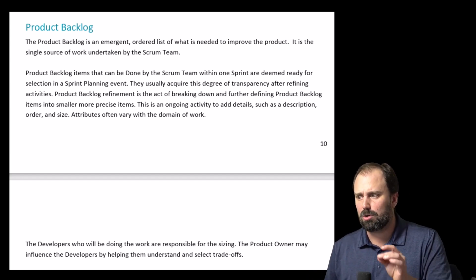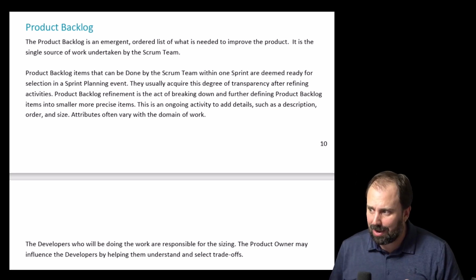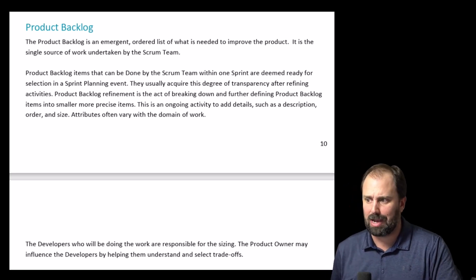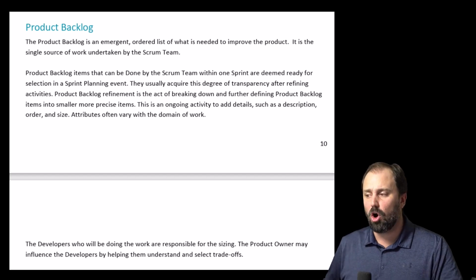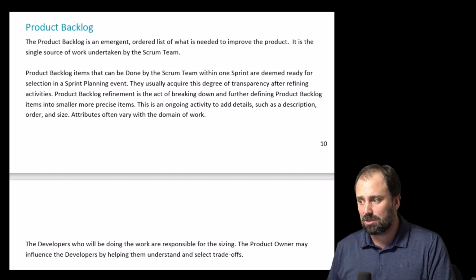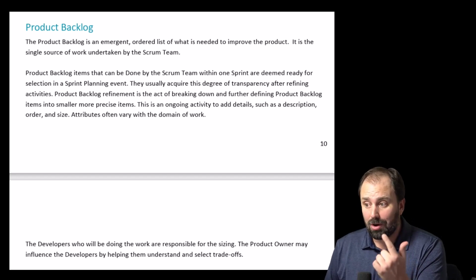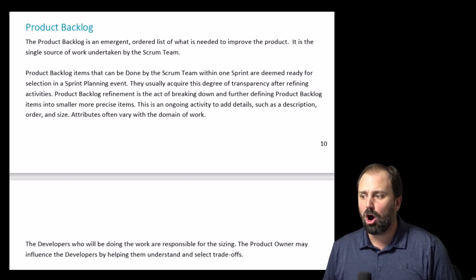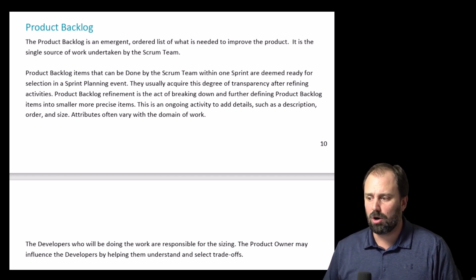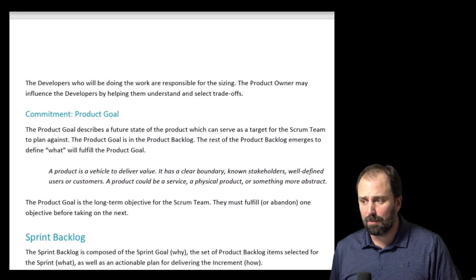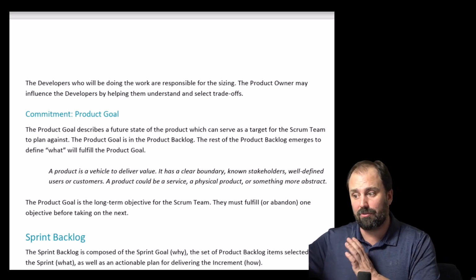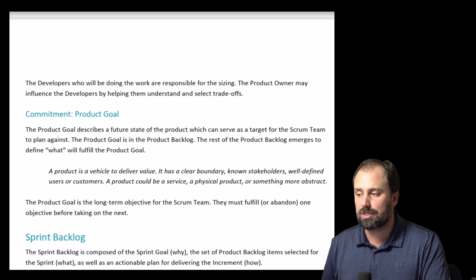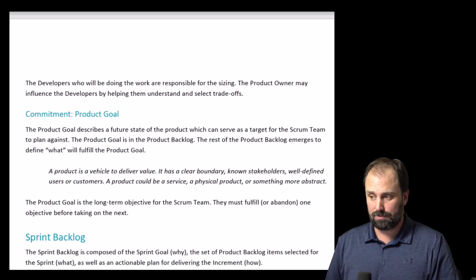The product backlog refinement is the act of breaking down and further defining product backlog items into smaller, more precise items. This is an ongoing activity to add details such as a description, order, and size. Attributes often vary with the domain of work. The developers who will be doing the work are responsible for the sizing. The product owner may influence the developers by helping them understand and select trade-offs.